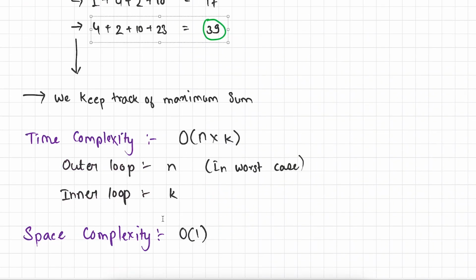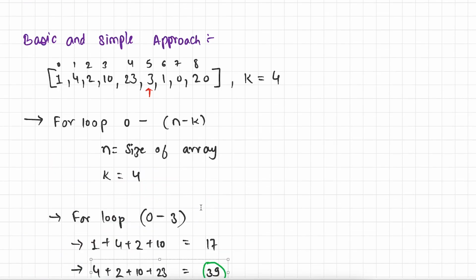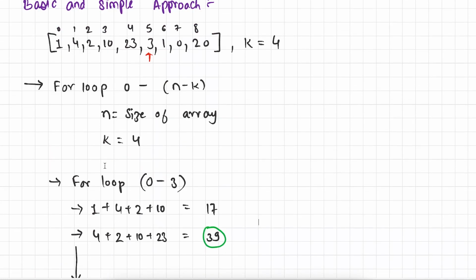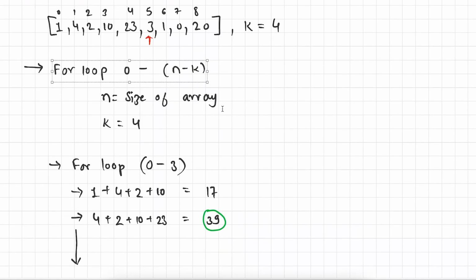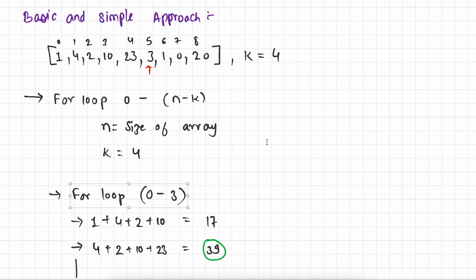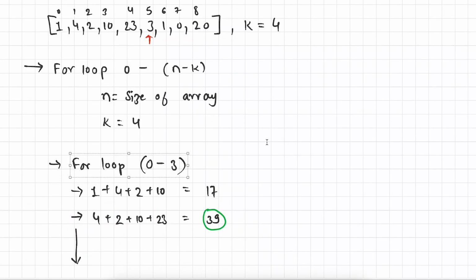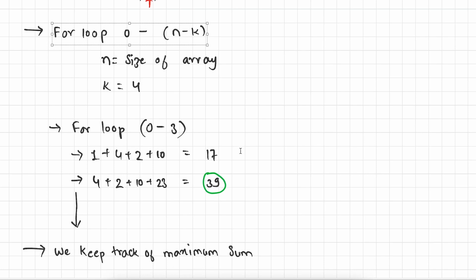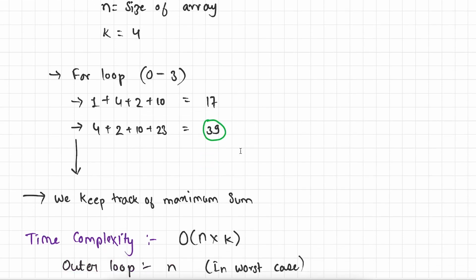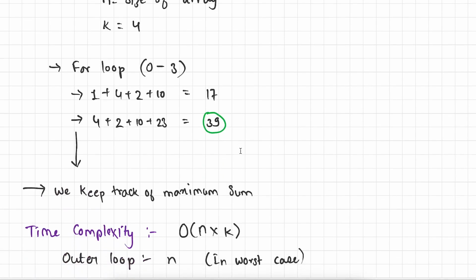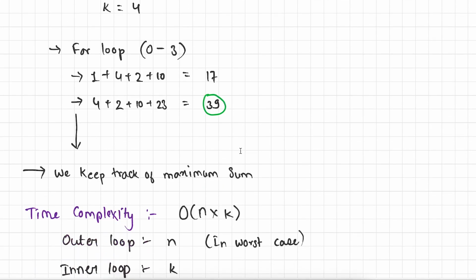Okay, great. Now what will be the time complexity and space complexity of this basic approach? If you look at this pseudocode, you can see that we are running a loop from 0 to n minus k, and then again inside of this loop we are running a loop from 0 to 3. Okay, so in the worst case, if the value of n is very large, then we can assume that this outer loop runs n times and the inner loop is always going to run k times. So the overall time complexity of this approach comes out to be big O of n into k, right?